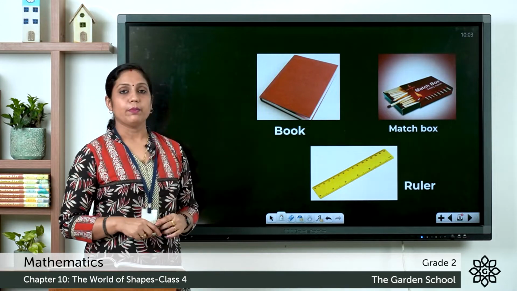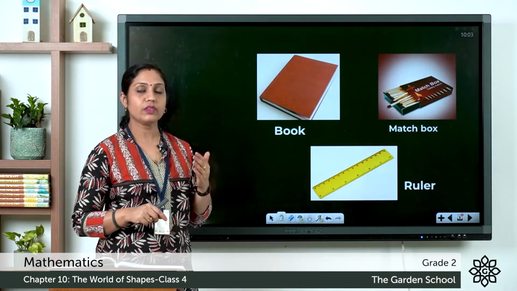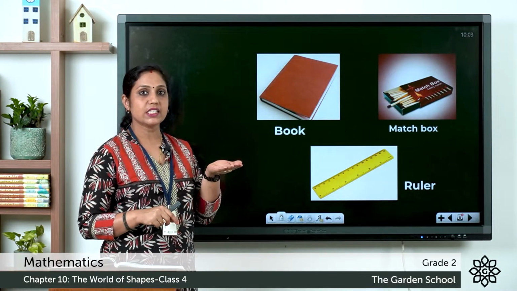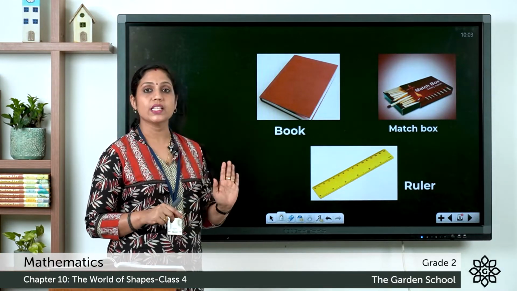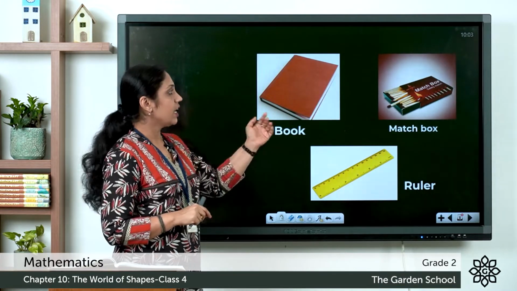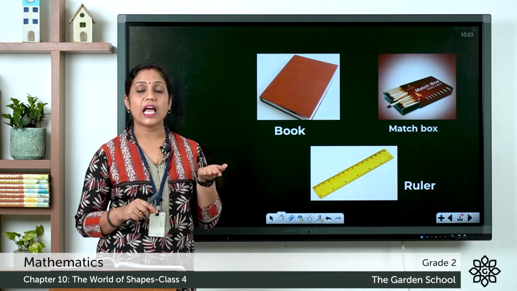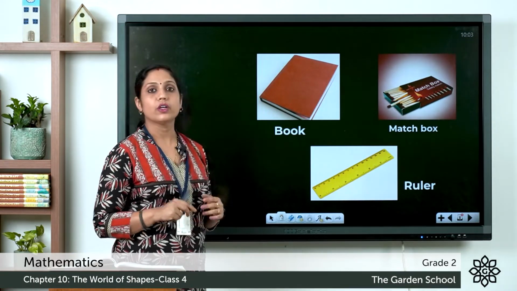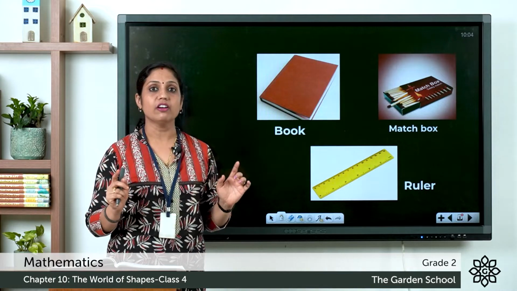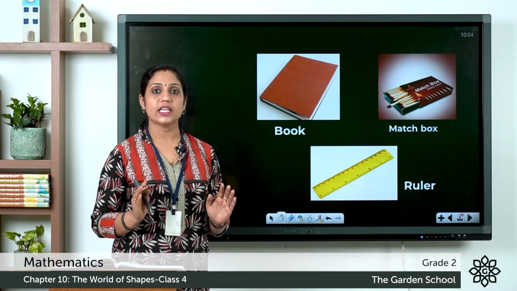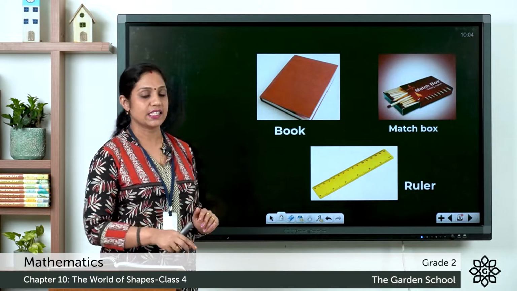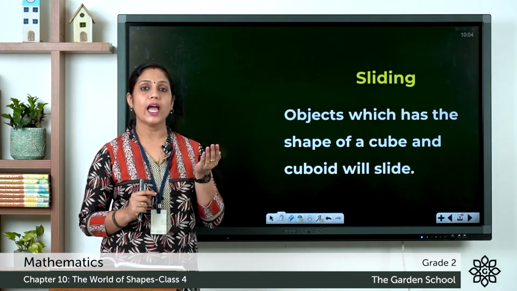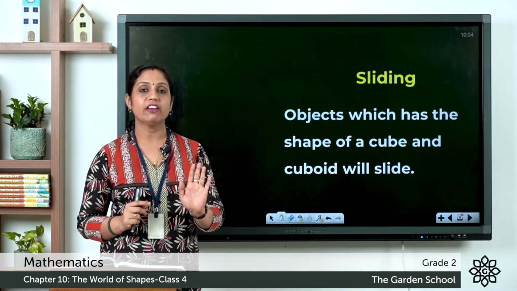Now let's take an example. Look at the book. Does it have a flat surface or a curved surface? The book has a flat surface. So when the book is pushed, we can say that the book slides. Take a matchbox. The matchbox also has a flat surface, so it slides when it's pushed. And a ruler. A ruler also has a flat surface. So when it is pushed, we can say that the ruler slides. So objects which have the shape of a cube and cuboid, when pushed, they will slide.